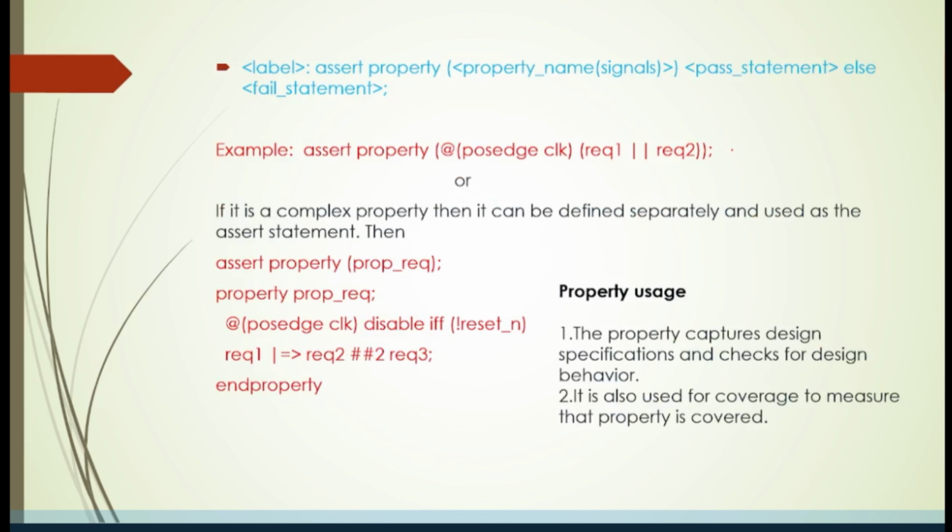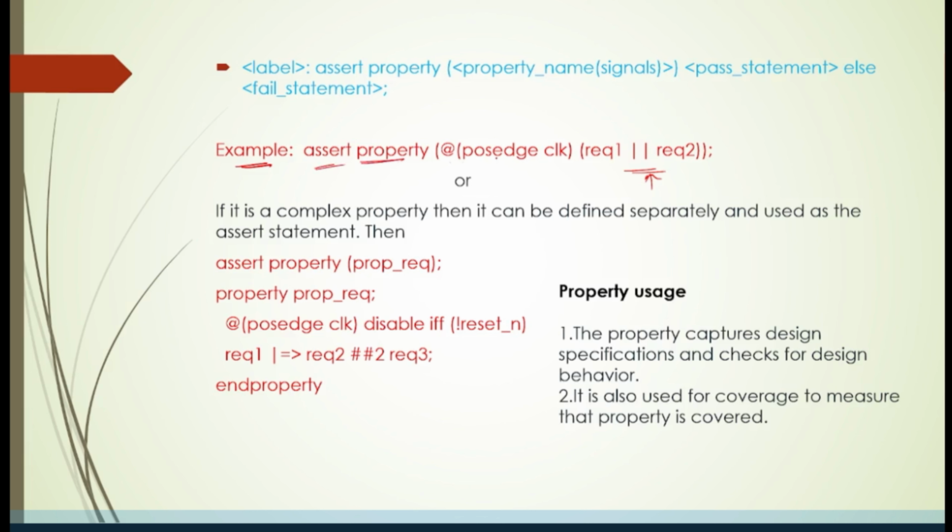Now let us see the syntax of a concurrent assertion. As I already told you, a concurrent assertion is executed over a period of time. In an immediate assertion you have only one logic or one sequence, but in a concurrent assertion it is not like that. You can have multiple sequences. So let us see how we develop them. For example, if you have just one condition, how are we going to do it?